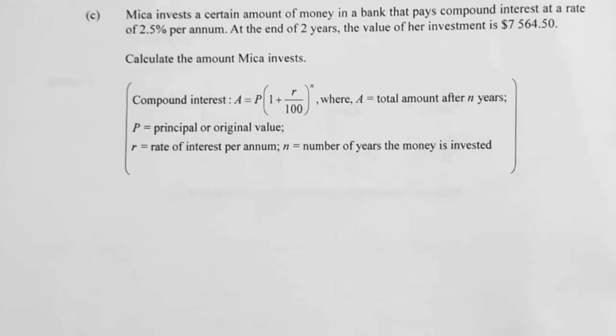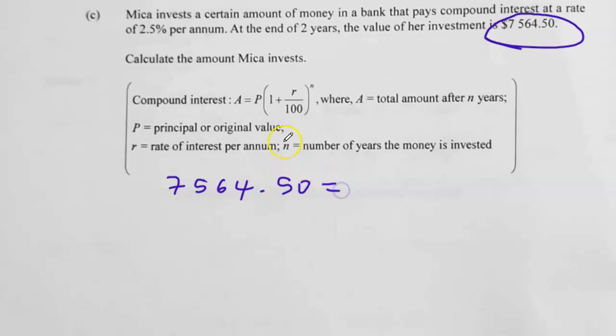So Micah invests a certain amount of money in a bank that pays compound interest at a rate of 2.5% per annum. At the end of 2 years, the value of her investment is $7,564.50. Calculate the amount Micah invests. So the amount Micah invests, that would be the principal. So notice we are given the accumulated amount, the value of the investment. So we are given A, which is the accumulated value, 7,564.5 in the formula. The principal, we do not know, is the amount Micah invests. This is the amount I want to find.